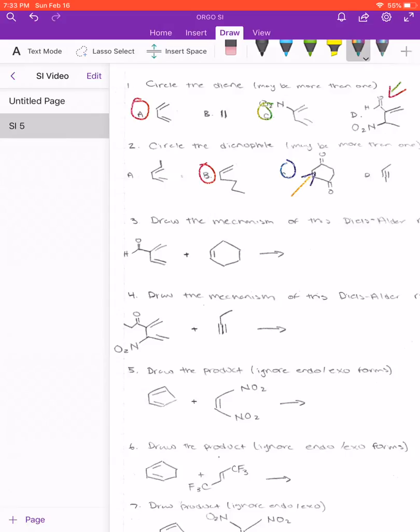And then what about D? So as we learned in lecture on Tuesday of this week, if you're going through your notes, Tuesday would be 2/11, February 11th. We learned that triple bonds, alkynes, can also do Diels-Alder reactions. So this would also be a dienophile, right?